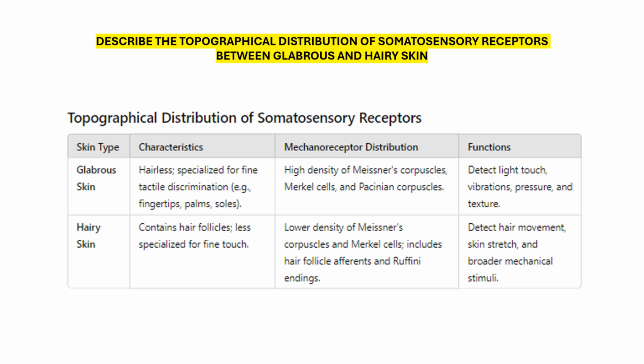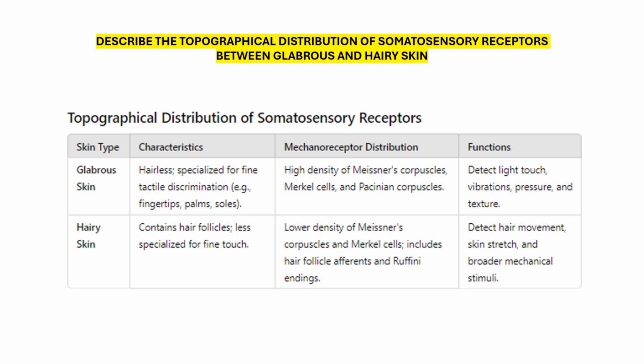So, how do we compare these two, glabrous and hairy skin? Glabrous skin is optimized for fine tactile tasks with a higher density of mechanoreceptors like your Meissner's or your Merkel cells. Hairy skin focuses on detecting broader stimuli, utilizing the hair follicle receptors and Ruffini endings for movement and stretch.